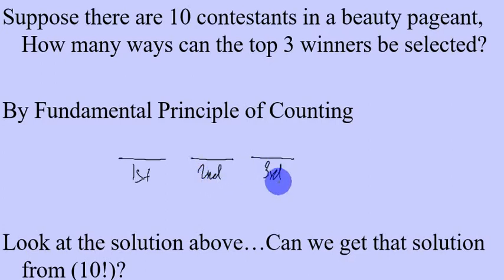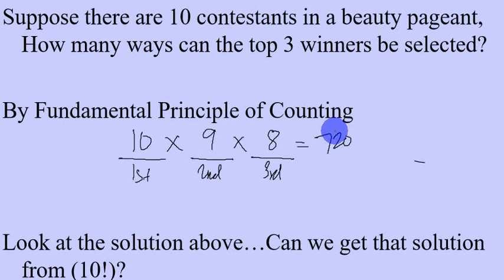And obviously, we're not using 10 factorial here because we don't have all 10 slots. So the first place, you have 10 possible options for that. Once the first place has been chosen, you can only have 9 possible winners for the second place and 8 for the third place. So if we're going to follow the fundamental principle of counting, this will now give us 720 ways, so that from 10 contestants, we can select the top 3 winners. So that's 10 times 9 times 8.